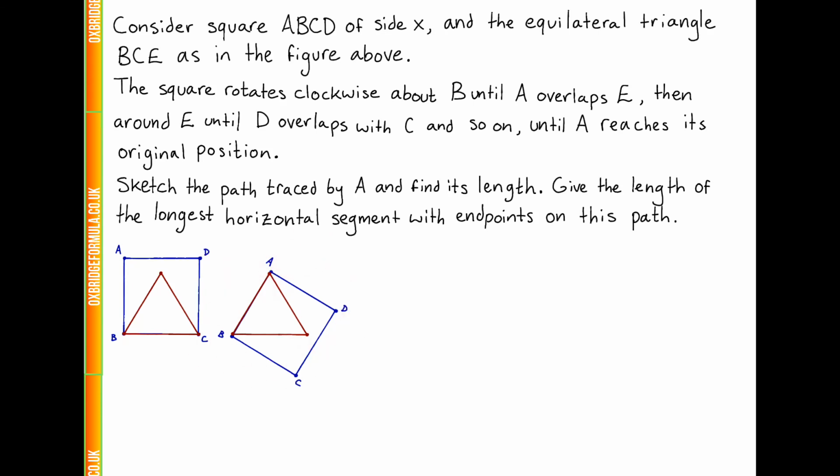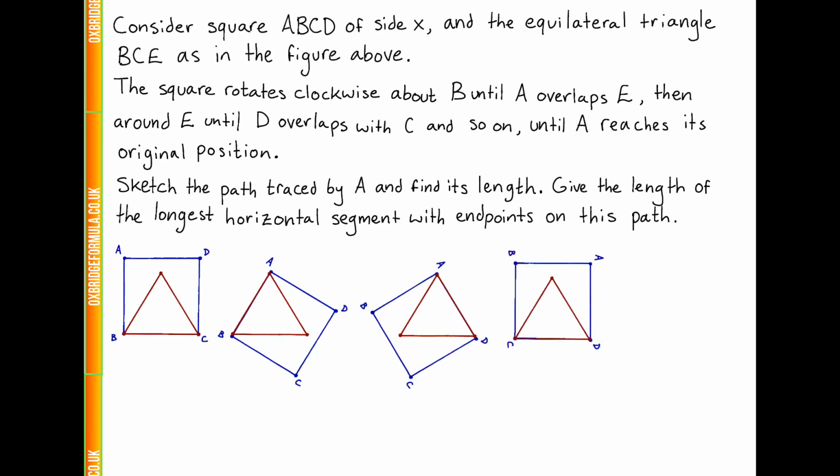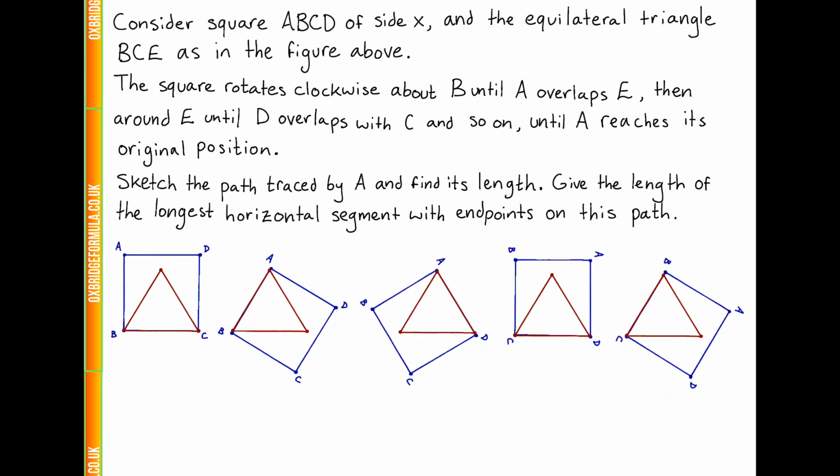Next we rotate about A until D meets the corner of our triangle, like this. Then you can see that C moves to this corner, and then that B moves to this corner, giving us this situation. Is there anything special about this situation? Does it remind you of anything?